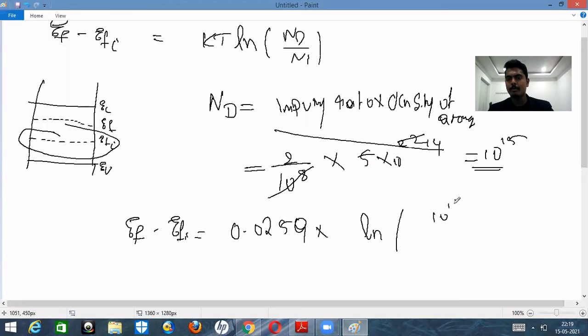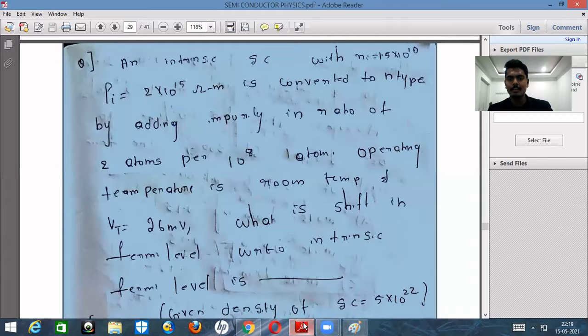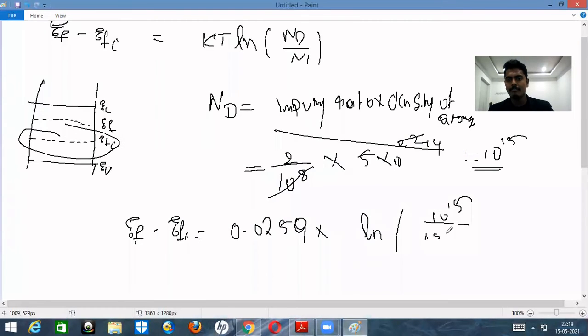ND is nothing but what? 10 power 15 upon Ni. What is the value of Ni? Ni is nothing but 1.5 into 10 power 10, simply, right? So here if you cancel this one, you will get the value of 10 power 5.